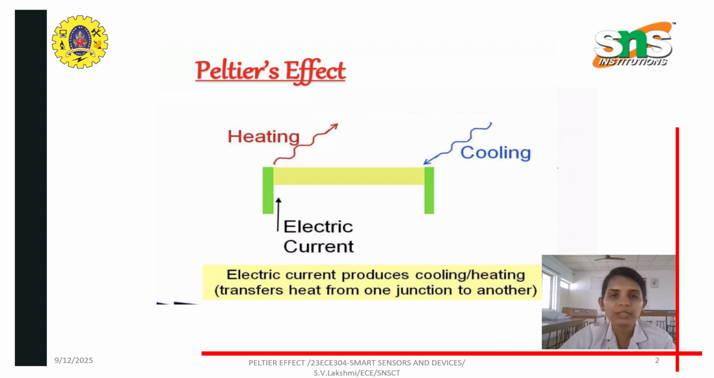So talking about the process of Peltier's effect, here the electric current between two dissimilar materials will produce either a heating or cooling effect. That is, the transfer of heat occurs from one junction to another. So the current flows from higher potential to lower potential. When two dissimilar metals are connected together at the junction, the heat would be either absorbed or released. So this is the basic principle behind Peltier's effect.